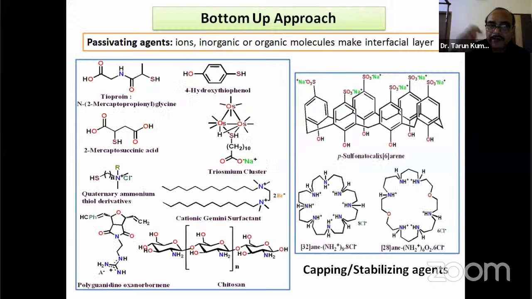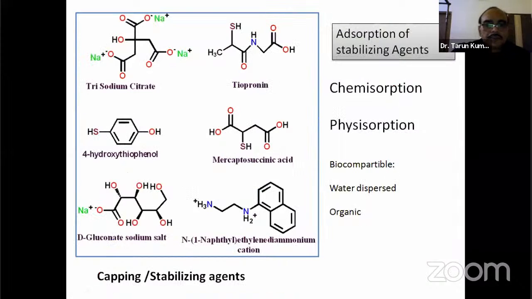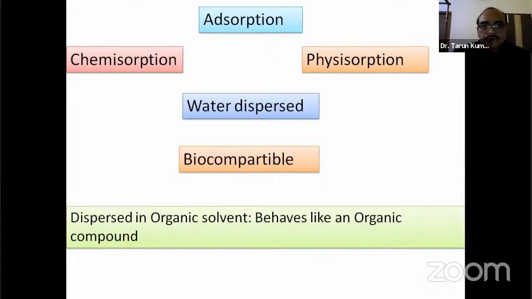So far, various capping agents have been tried for stabilizing the nanomaterials. Here you can see some of them. Sometimes these are neutral, some carry a positive charge, and some a negative charge. I will show you later. Here are also some stabilizing agents, like citrate and gluconate. So these are the different stabilizing agents that are used.